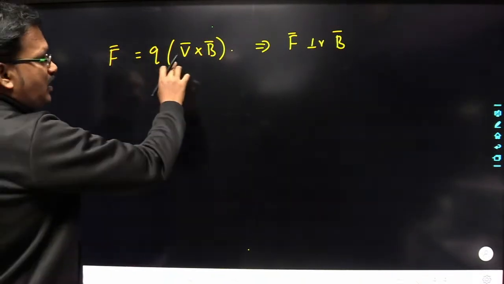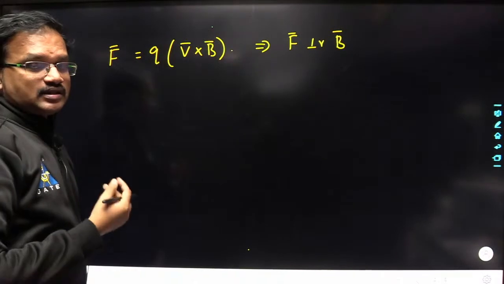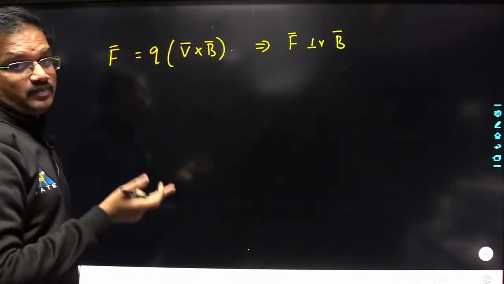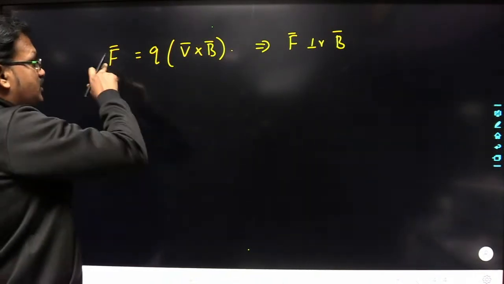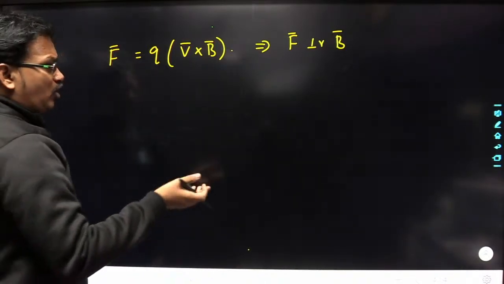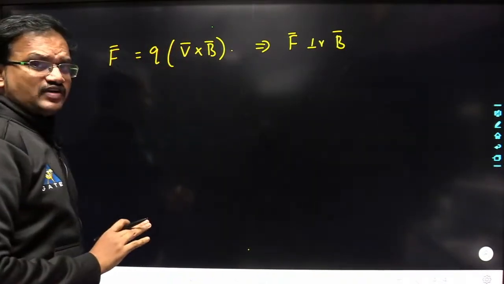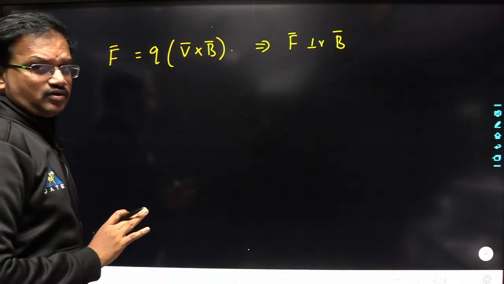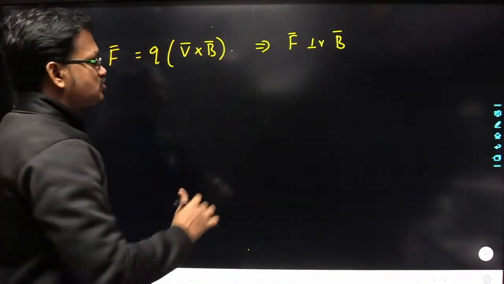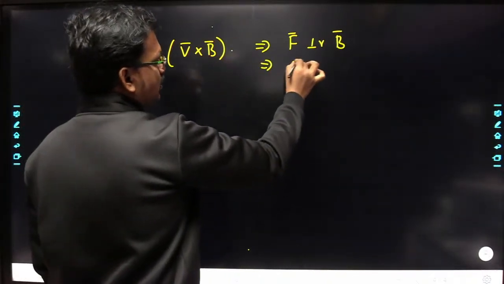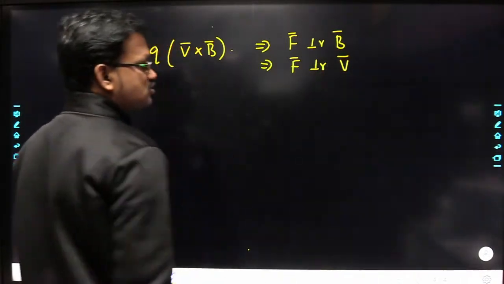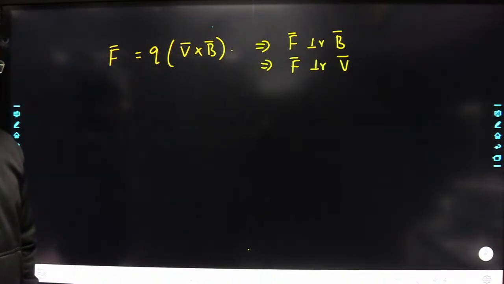See here, V bar cross B bar is going to result in a vector that is perpendicular to both V bar as well as B bar. So that means the force direction is perpendicular to both V bar as well as B bar. Yes or no? So F bar is perpendicular to B bar, which we have already seen. Another conclusion we can draw here is F bar is also perpendicular to V bar. Yes or no?